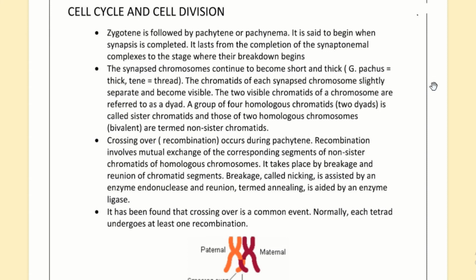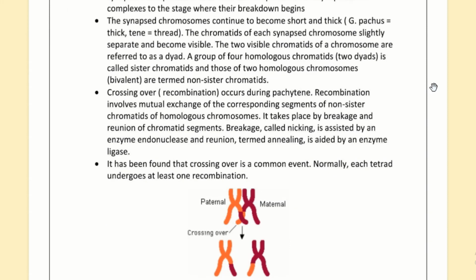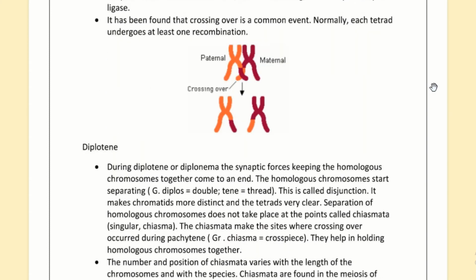Recombination involves mutual exchange of corresponding segments of non-sister chromatids of the homologous chromosomes. It takes place by breakage and reunion of chromatid segments. Breakage is called nicking. It is assisted by an enzyme endonuclease, and reunion, termed annealing, is aided by an enzyme ligase. It has been found that crossing over is a common event. Normally each tetrad undergoes at least one recombination.